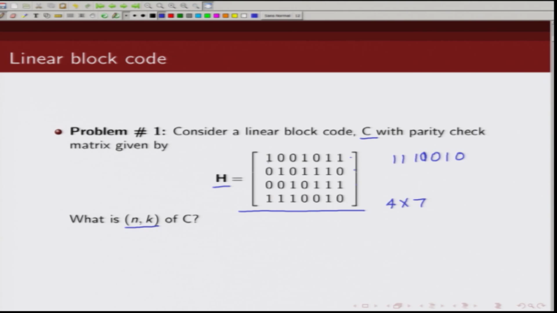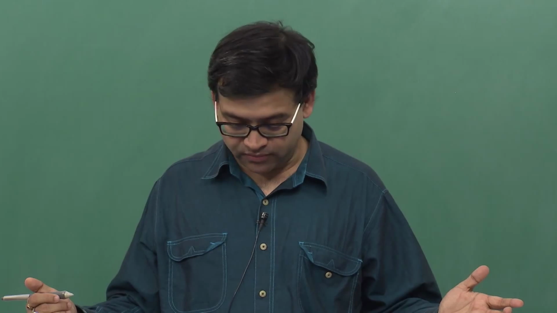You can see this is 1, this is 1, this is 1, this is 0, this is 0, this is 1 and this is 0. And what is row number 4? This is exactly the same as this. So, you can see row 1, row 2, row 3 and row 4 add up to 0. That means it does not have rank 4. So, the maximum rank possible is 3.